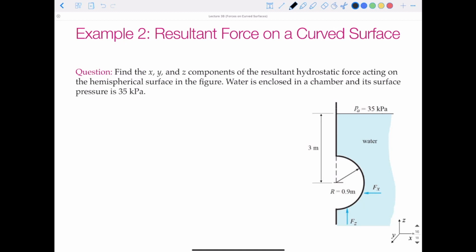So in this case, we have a hemispherical surface that protrudes out into, let's say, some tank. Maybe it's a dome in an aquarium that we're looking through. And it's asking to find the X, Y, and Z components of the resultant hydrostatic force acting on the hemispherical surface. Water is enclosed in a chamber and its surface pressure is 35 kPa. So it's telling us that the pressure at the surface of that chamber, which is completely enclosed, is not atmospheric pressure, and it's 35 kPa. So in this case, we're looking for the absolute pressure, not the gauge pressure. And the hint is that it tells us it's in an enclosed chamber.